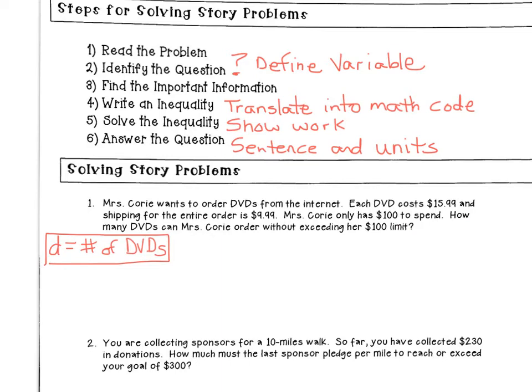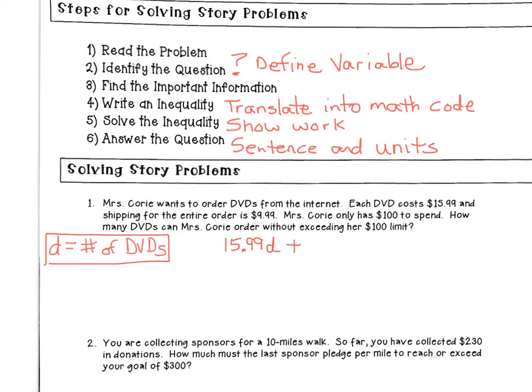What happened to Mrs. Corey? She wanted to buy DVDs. Each DVD is $15.99. So I'm going to have to go $15.99, not just once, not twice, maybe 3, 4. I don't know how many times. Since I don't know how many times, I'm going to multiply it by D. $15.99 each DVD. That's not all she had to pay for. There was more. So I put plus.